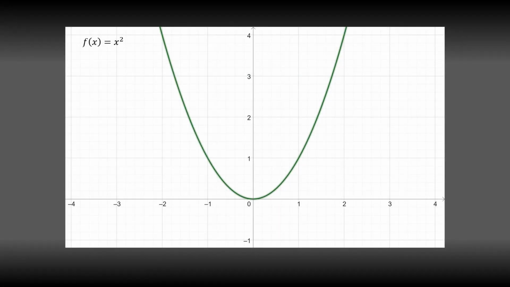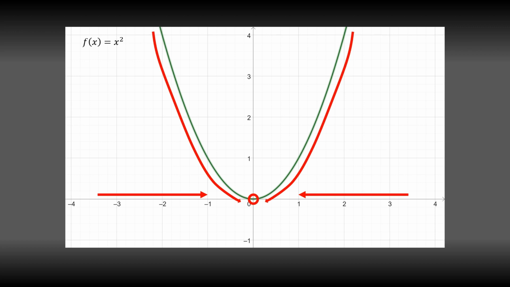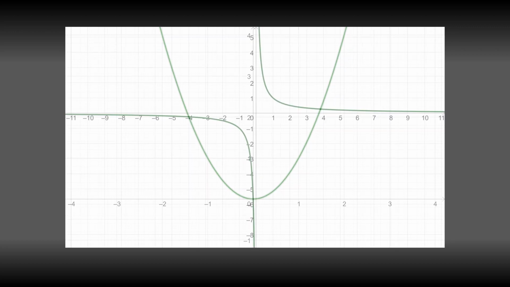Suppose we wanted to find the limit of a quadratic function as x approaches 0. Well, from the negative side, we see that as x approaches 0, y also approaches 0. And from the positive side, it's the same story. This means that the limit of f of x as x approaches 0 exists, and its limit is 0.